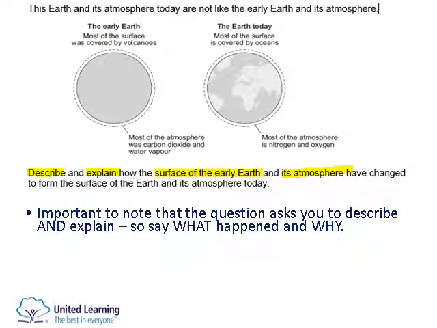So what I would like you to do is have a go at planning and answering this question. So it's important to know what happened and why. So if I pick an example, let's say in the early Earth, it was mostly covered by volcanoes. However, in the Earth today, most of the Earth's surface is covered with oceans. So then you would say why that is, using the information that you've got throughout the lesson so far. So please rewind the lesson if you need to, pause it for as long as you need to, have a go at answering this question.